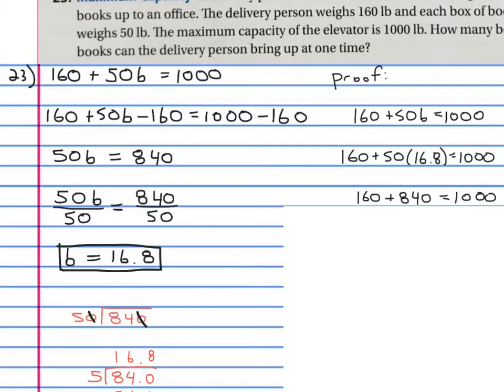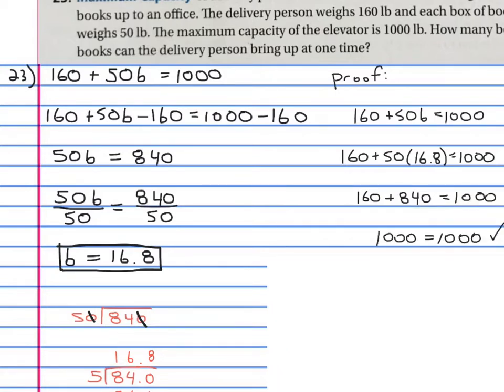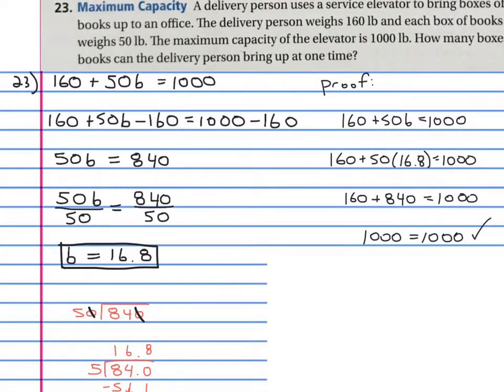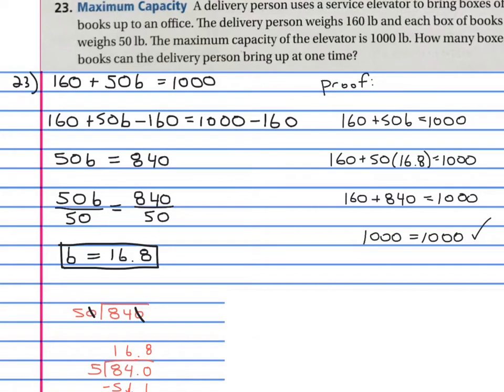Now, 160 plus 840, let's think about this a second. What's 840 plus another 100? That's 940. So what's 940 plus the other 60? That's 1,000 exactly. Okay, so that simplifies to 1,000 equals 1,000, and check that that works. We can check, put a check mark, it works.